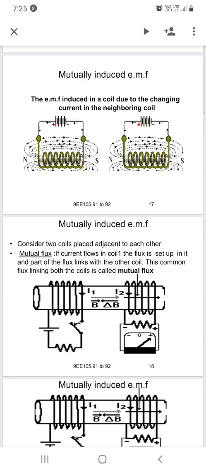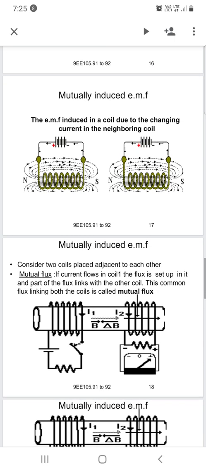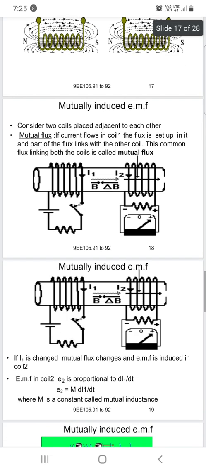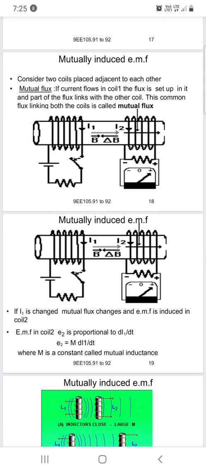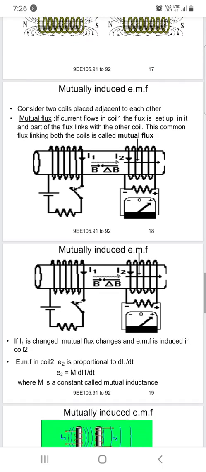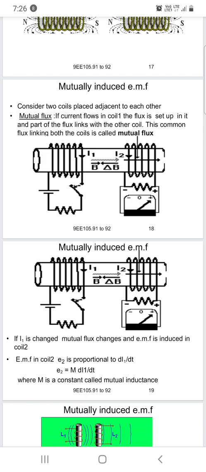So this is the battery. Now these are the coils. Here one coil is connected with the battery, the other coil is not connected. Consider these two coils placed adjacent to each other. If current flows in coil 1, the flux will be set up.